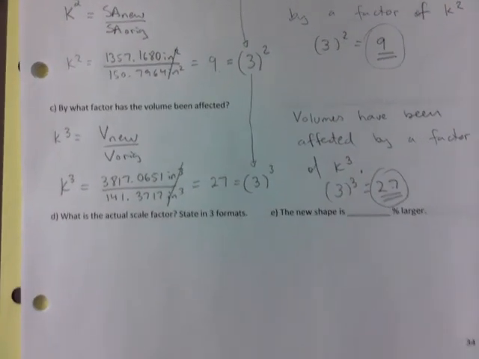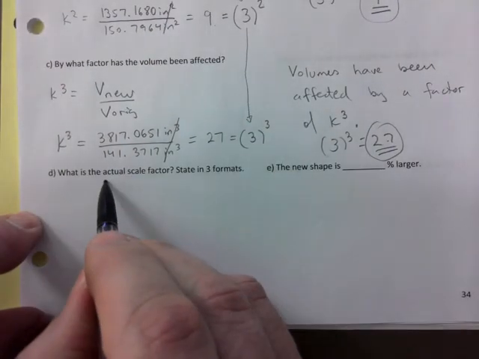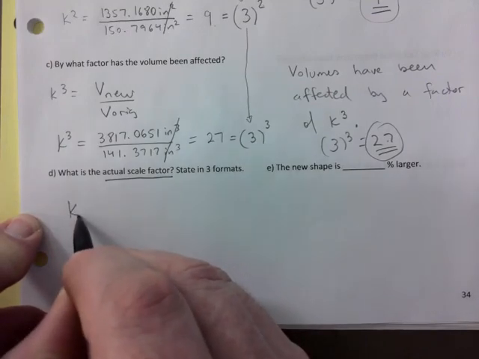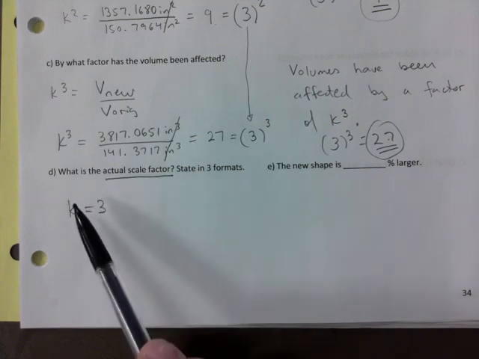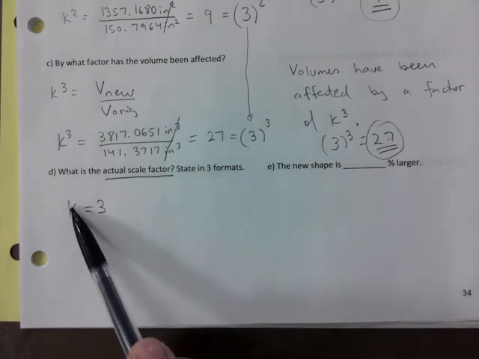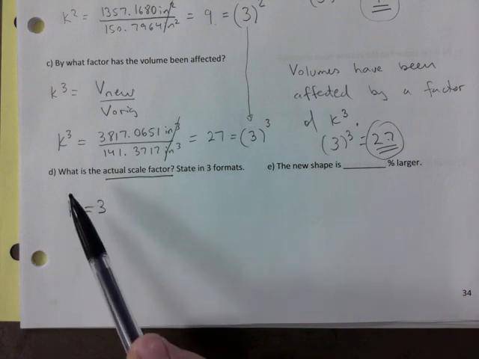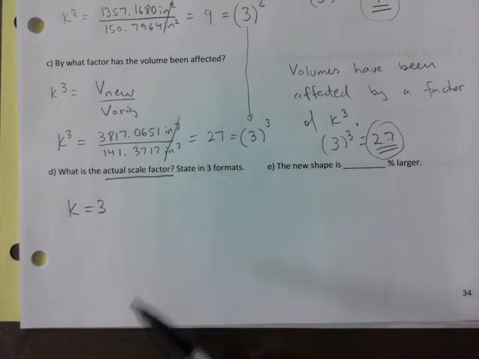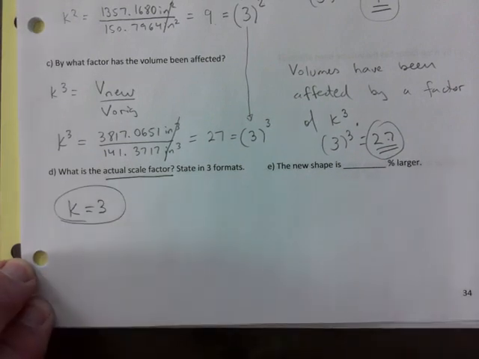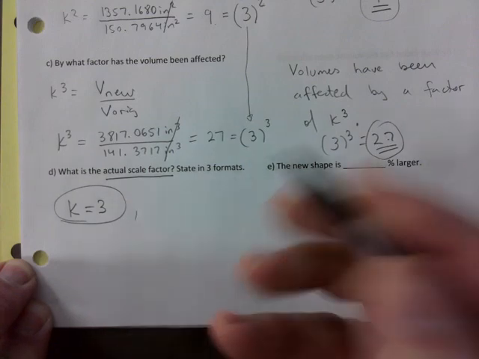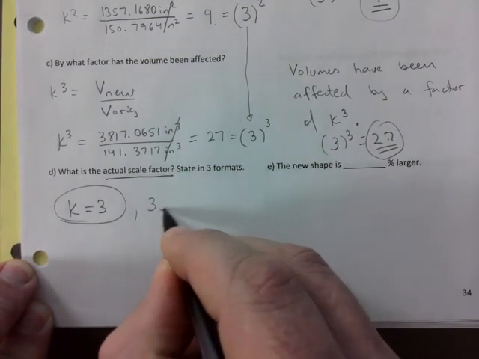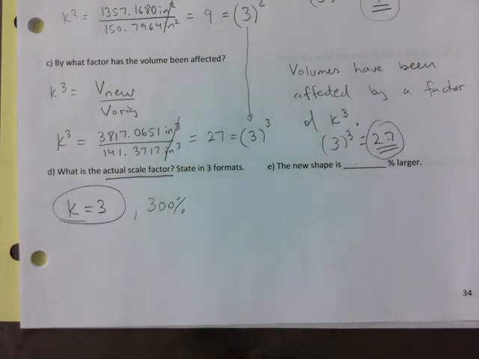What is the actual scale factor? The actual scale factor is k equal to 3. In other words, if you want the actual scale factor, it should just be k. There should not be k squared or anything else there. It should just be k. So that's it. 3 formats. As a decimal it would just be 3. We would say 300%, right? You could write it as a decimal, but in this case it wouldn't change anything. It would still just be 3.